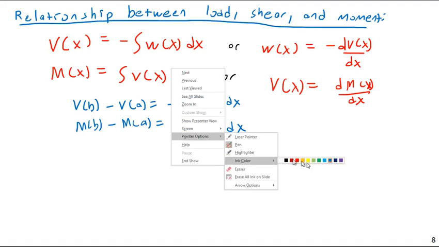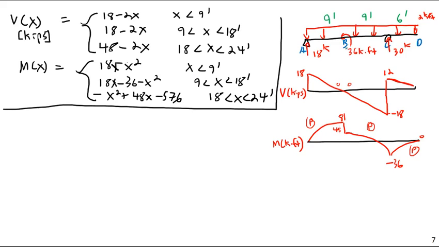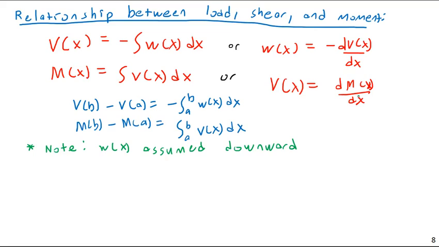Also, another note: note this negative w of x. We are assuming that w of x is downward. That is because in almost all cases, especially in civil engineering, when we have loads, the distributed loads are almost always pointing downward. It's very rare that you're going to have an upward distributed load.